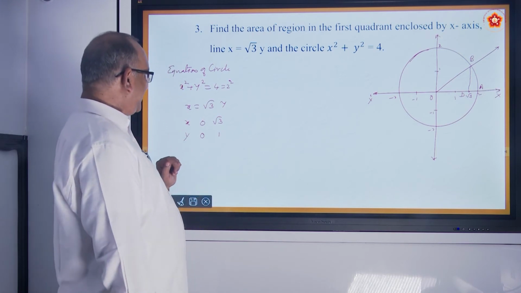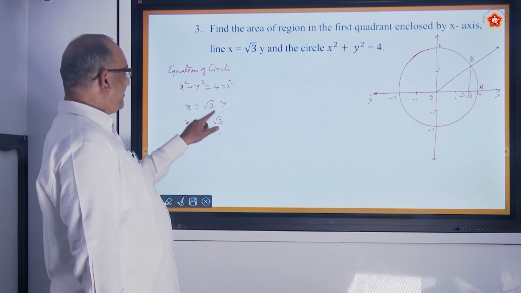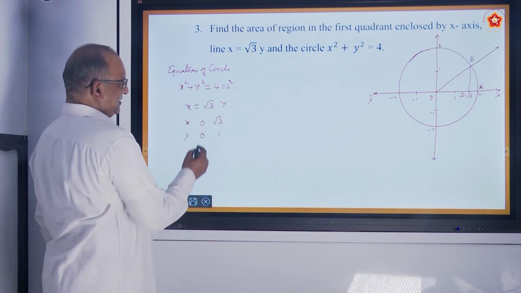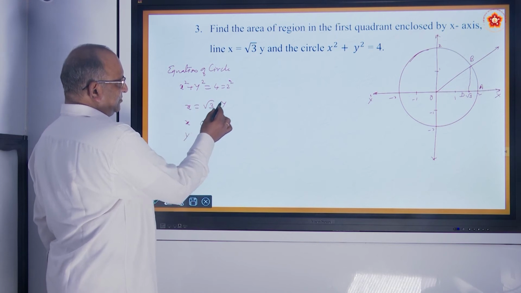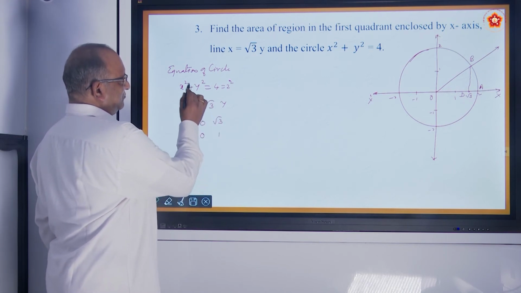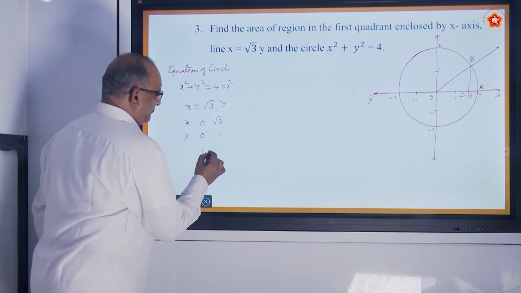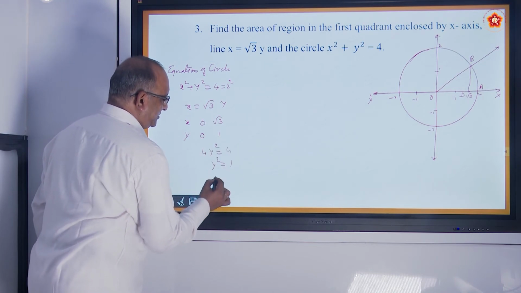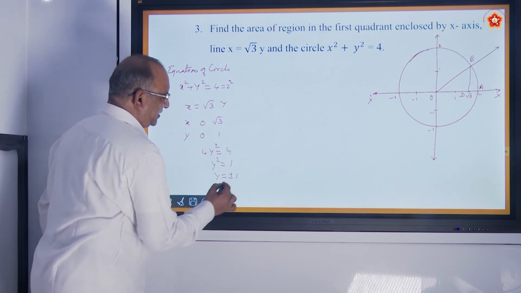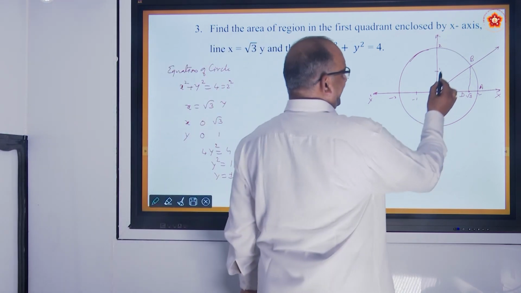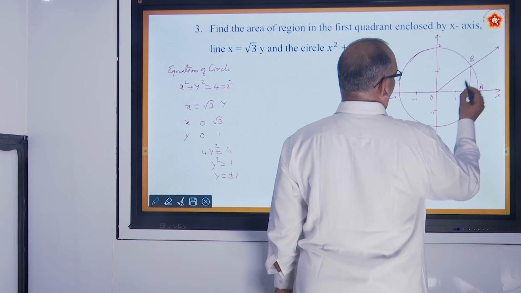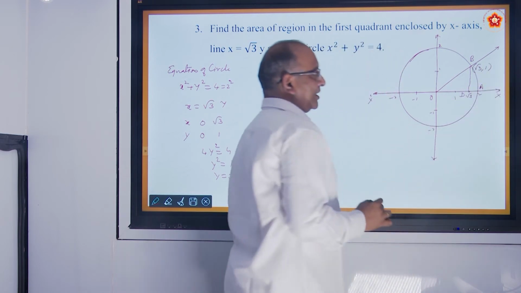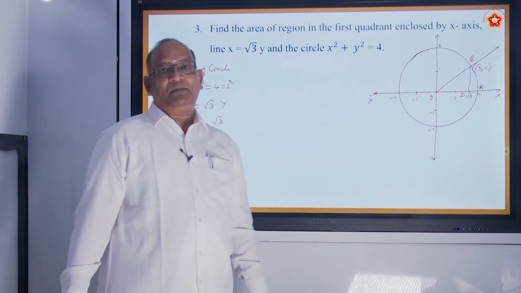So how do you get that? By substituting the value of x in the equation of the circle. X square will become 3y square, plus y square is 4y square. You will get 4y square equal to 4, y square equal to 1, so y equal to plus or minus 1. So this particular point has the coordinates root 3 comma 1. The coordinates of B are root 3 comma 1.